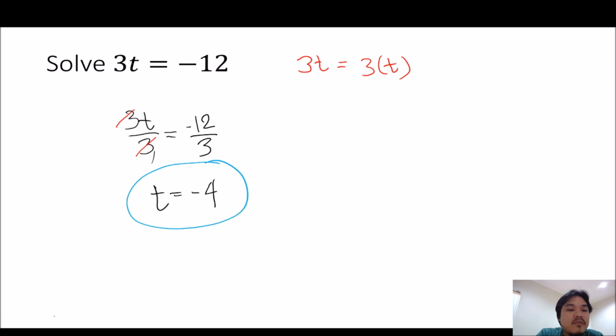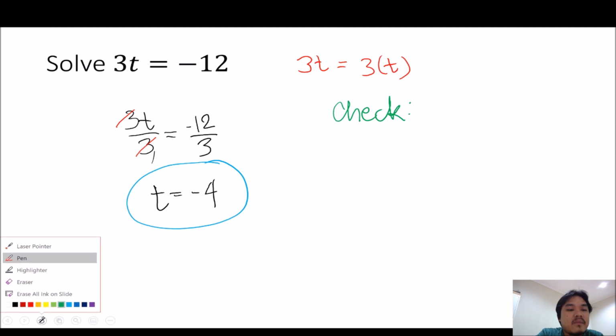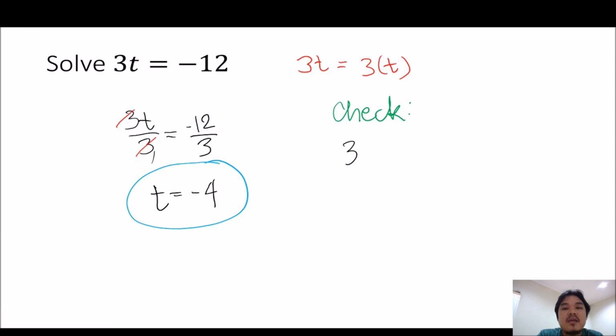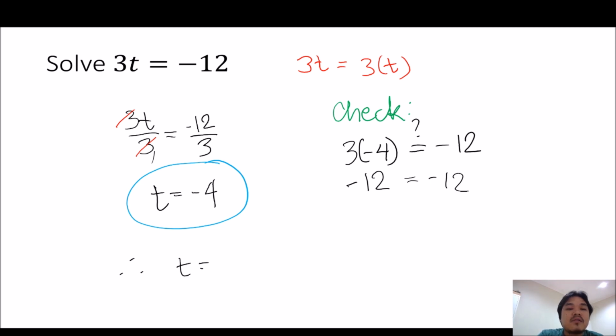If you want to check, just substitute t equals negative 4 to the given equation. We'll have 3 times negative 4, does it equal negative 12? So 3 and negative 4 are two numbers with different signs. When we multiply them, the product will be negative. 3 times 4 is 12, so 3 times negative 4 becomes negative 12. So negative 12 equals negative 12. Therefore, t equals negative 4 is the solution.